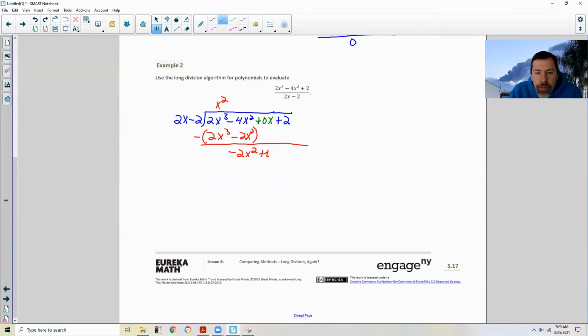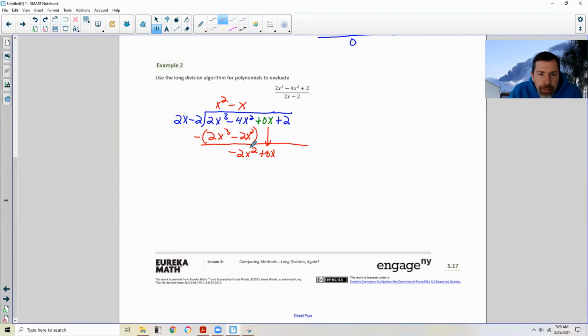Bring down the plus 0x, okay? And then I say, okay, 2 times what is negative 2? Well, it's negative 1. And I have an x squared, so I need an x. And again, I don't need that 1. I'm not going to write it, but I'm just showing you. So that's just going to be x.